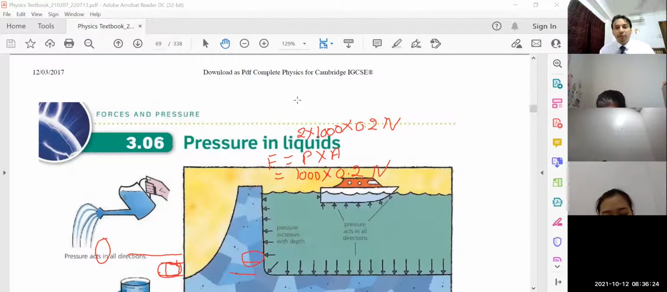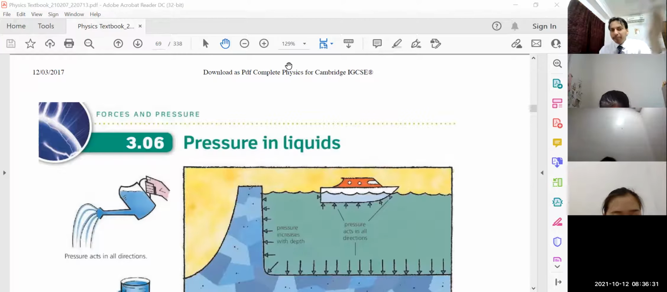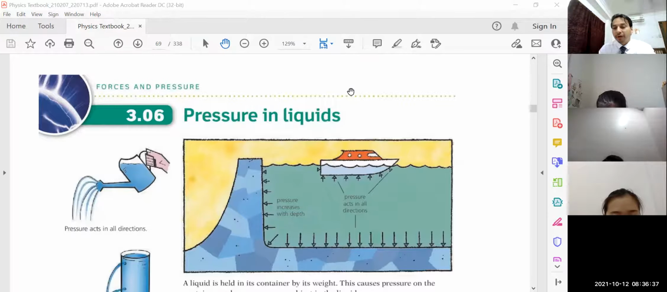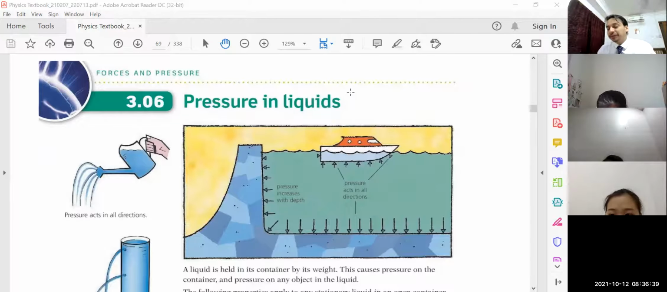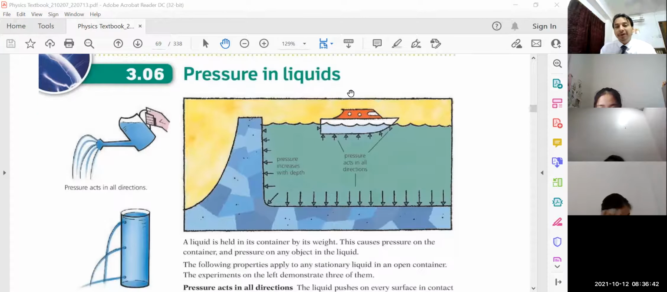Now, children, we have another topic, 3.06. And this 3.06 is important compared to the previous topic. And what is this? Pressure in liquids. That was the general discussion, that pressure is given by force divided by area. But look at the situation in the case of a liquid. At the end of this chapter, we will come to pressure in the case of gases also. Pressure will be there in liquids, pressure will be in gases. But here, let's look at the situation, pressure in liquids.